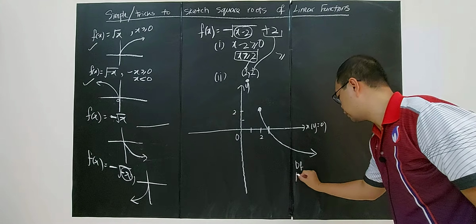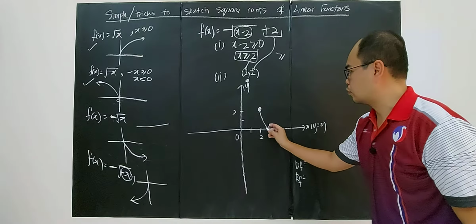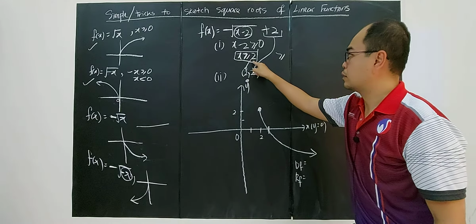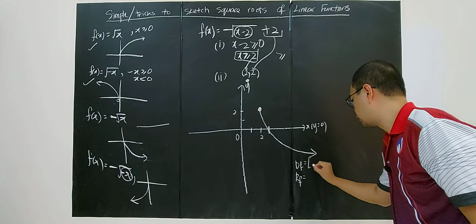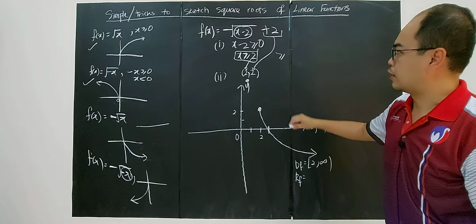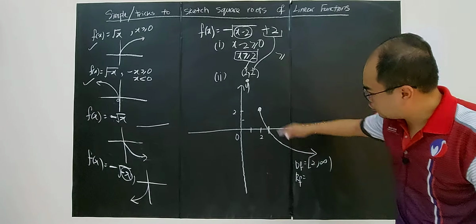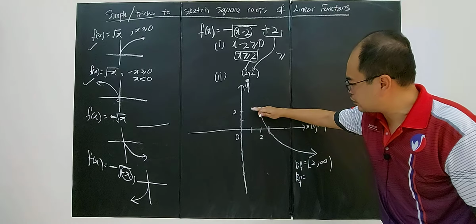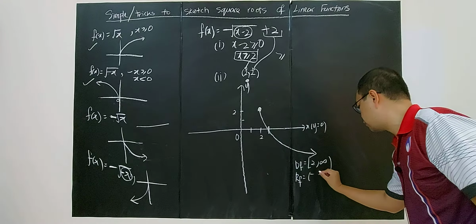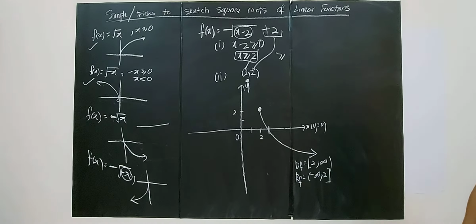So the domain and the range of f. The domain here will be, you look at here, this is your domain. It starts from 2 up to infinity. And the range of f, the graph will be everywhere below the 2, right? It's from negative infinity up to 2, negative infinity up to 2. Include the 2 here, right?